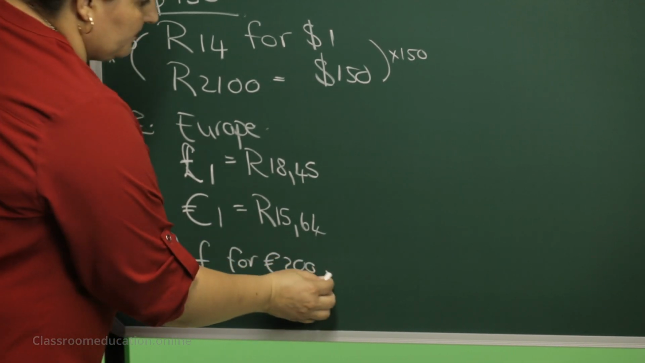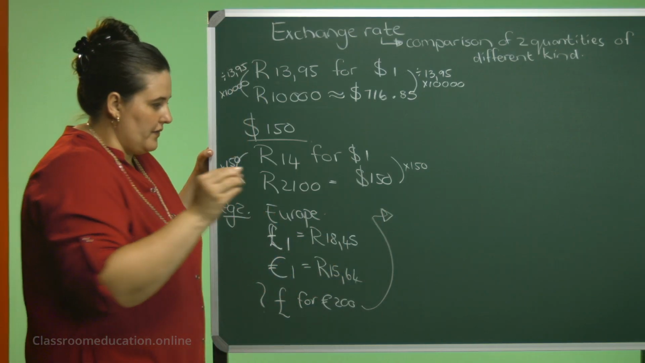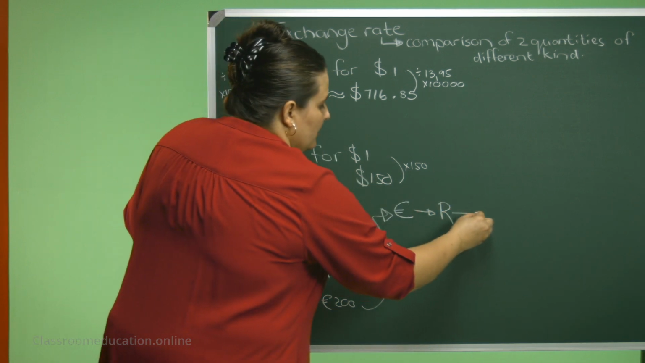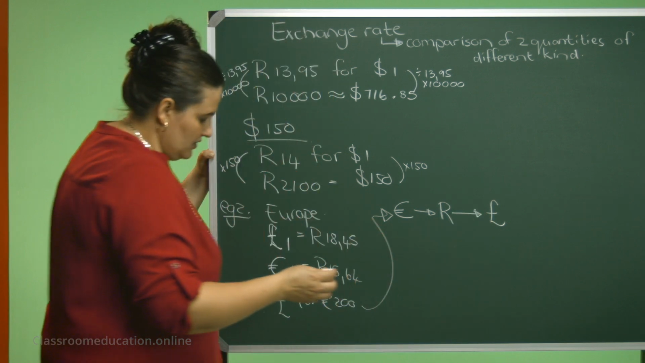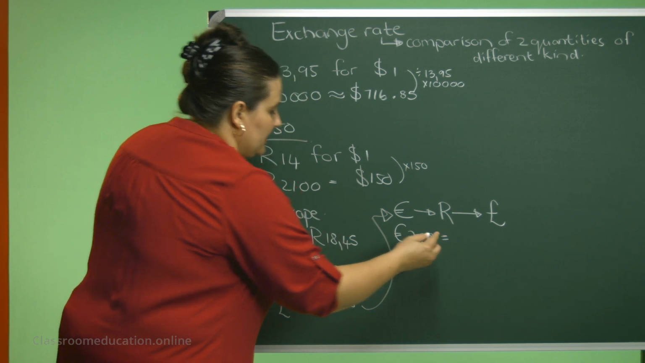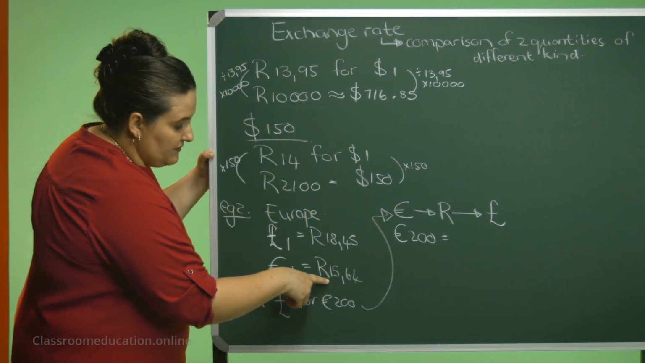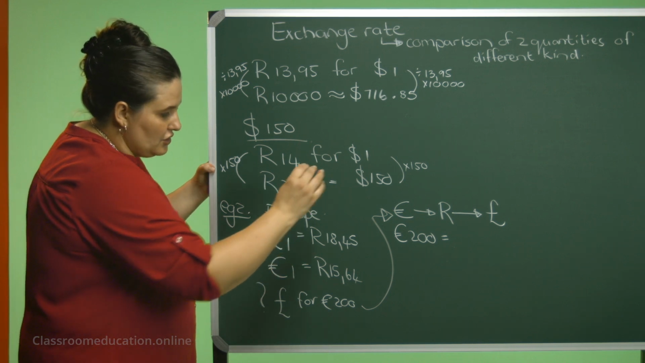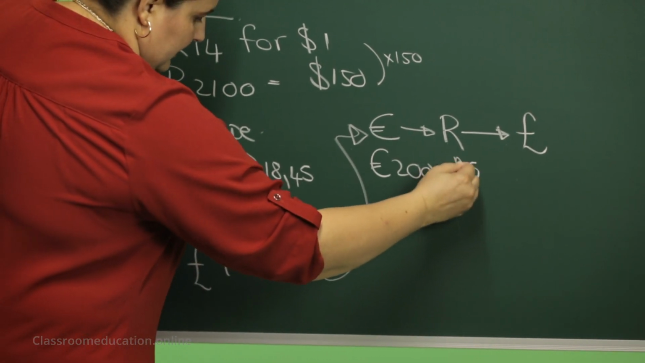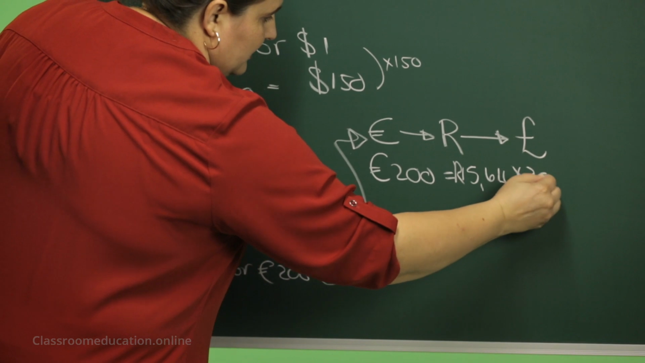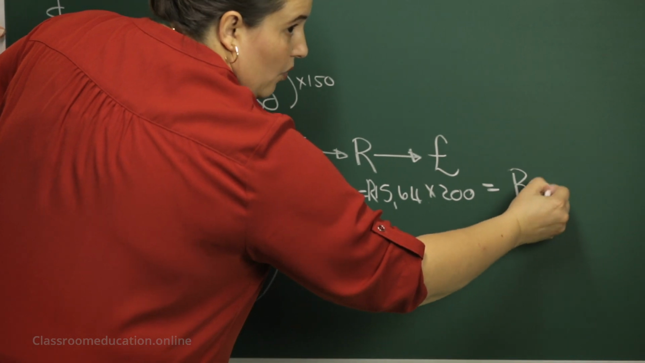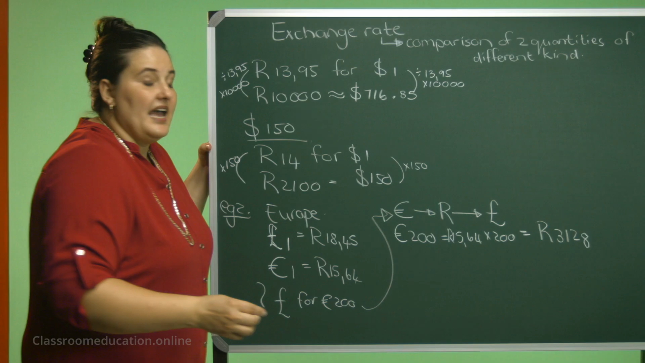Let's work it out. First thing, take your euros and convert it first to rand, and then take the rand and convert it to pounds. So I have 200 euros. 200 euros will be the same. What's my exchange rate? It was 15.64. So I can now say 200 will be the same as 15 Rand 64 times 200, and that will be an answer of 3,128 rand.